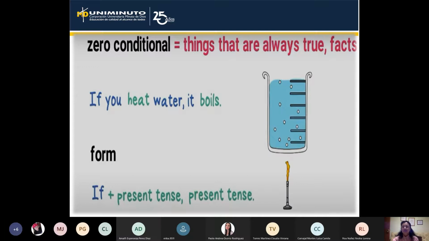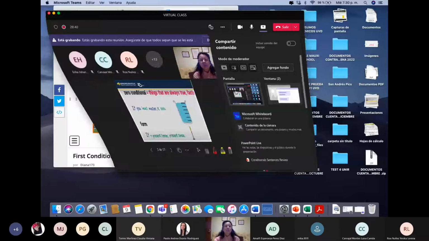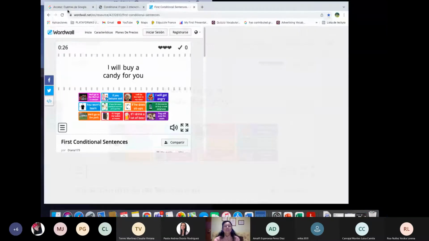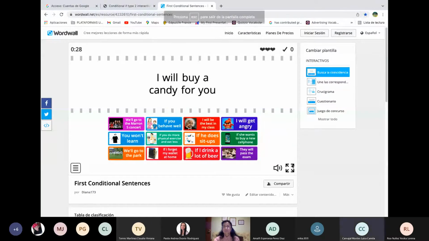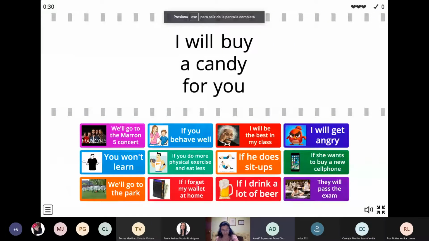For this exercise, you are going to... now you tell me if you can see my screen. Can you see my screen? Yes? Yes, teacher. Very good. And let's start with Giovanni Pineda.